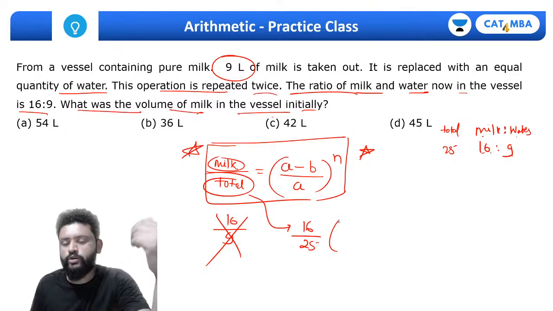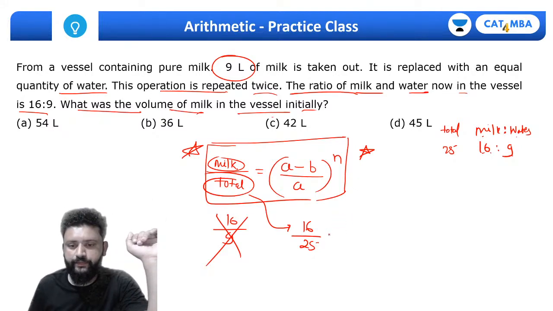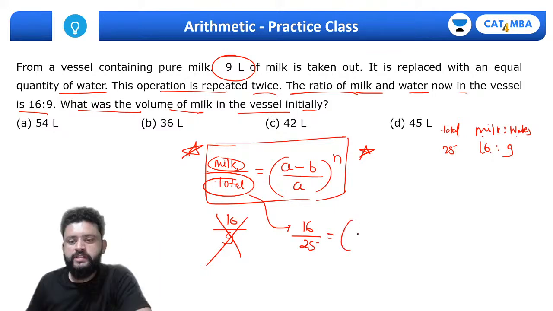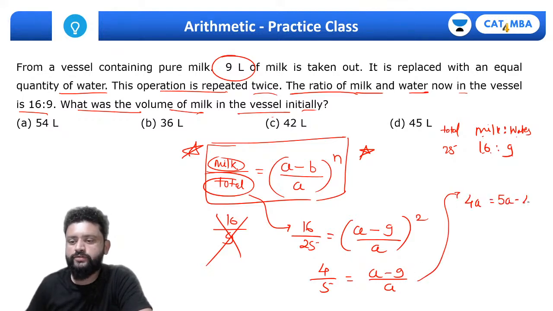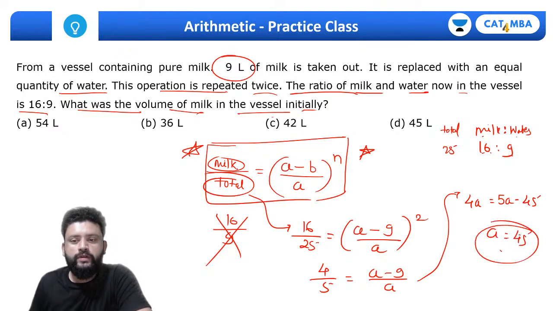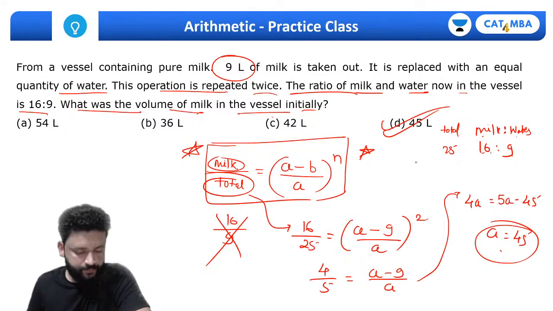The operation is repeated only 2 times. Okay. So it is (A minus 9) / A, the whole squared. If you take the square root, that is 4/5 will be equal to (A minus 9)/A. So this is 4A equal to 5A minus 45. A must be 45. So that's answer option D.